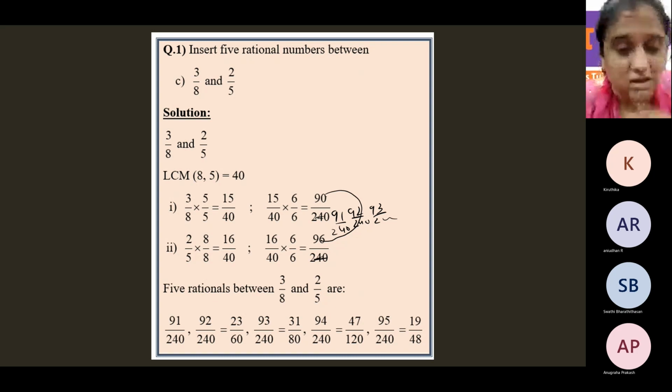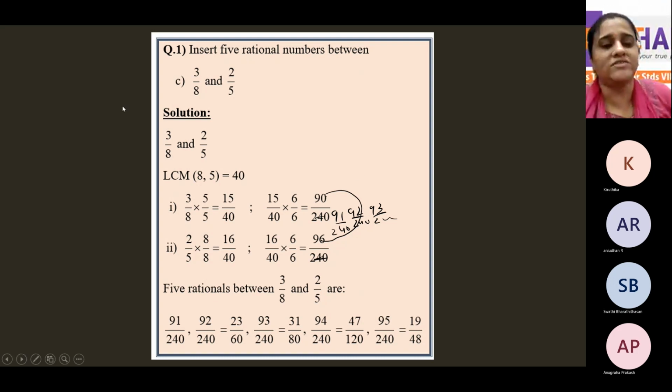So class, we'll quickly recap. What did we see first? Natural numbers, whole numbers, integers, and all these are rational numbers. On the other side, you have irrational numbers. Rationals and irrationals put together form real numbers. Every real number has a unique position on the number line. You can represent every rational number on the number line. You can represent every irrational number on the number line.